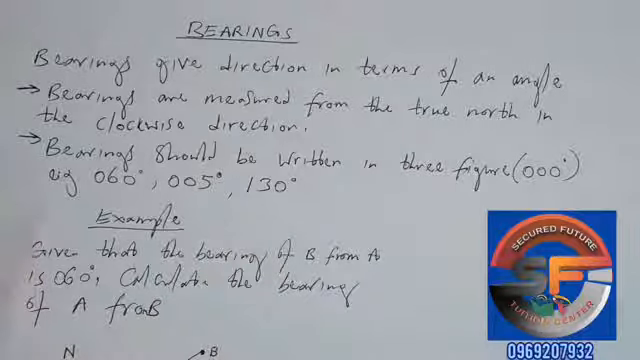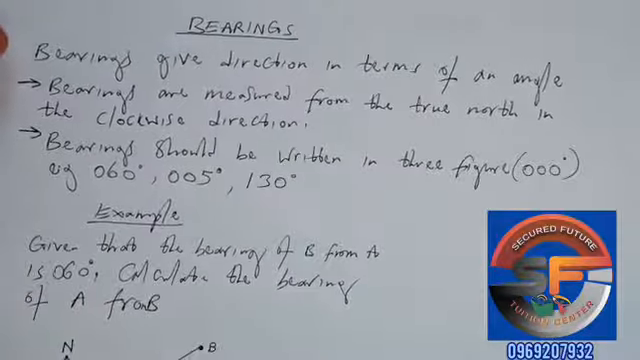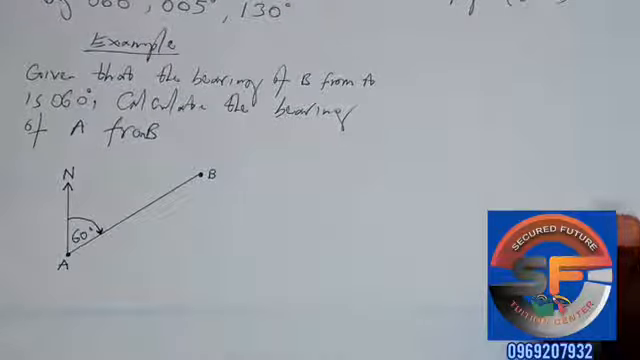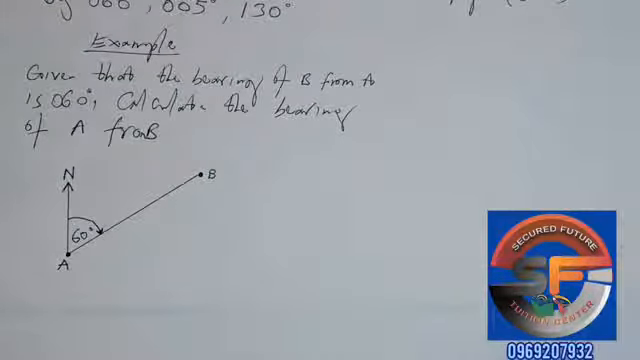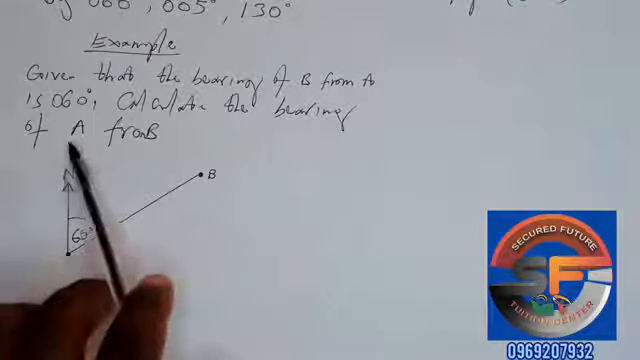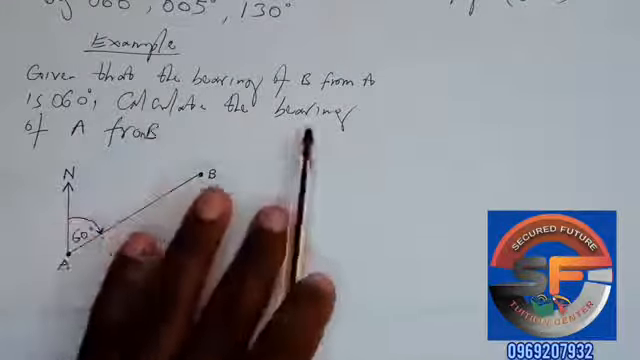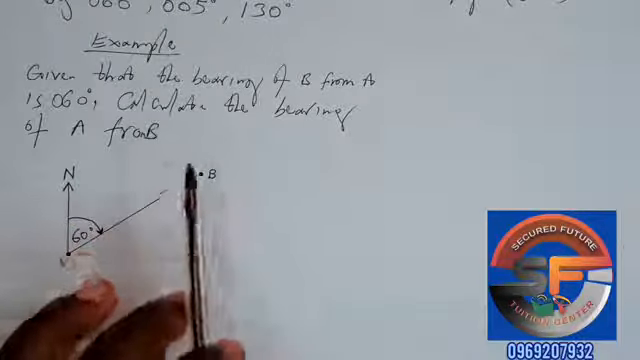So the next thing now, we can go to our first example. The example is saying, given that the bearing of B from A is 60 degrees or 060 degrees, calculate the bearing of A from B.